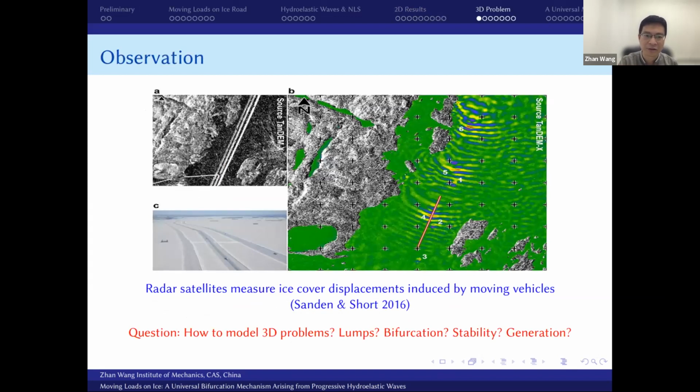Okay, let me spend a few words about the three-dimensional problem. This is a radar satellite measurement of ice cover displacement induced by a moving load. You will see the structure is quite fully localized. The red spots are the positions of cars, and the waves are quite fully localized. So it's like a lump solution. So the question is, how can we model three-dimensional problems? Is it possible to find lump solutions in these problems? Are they stable, and how do we generate these lump solutions?